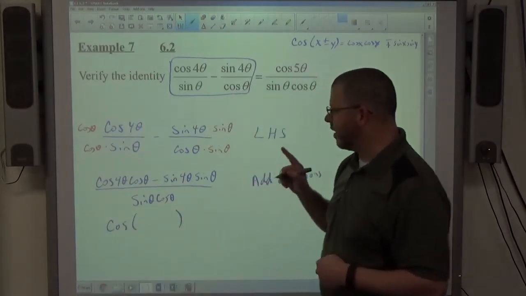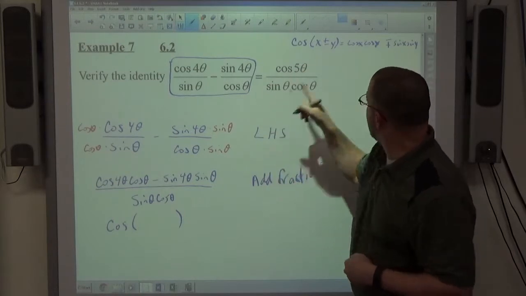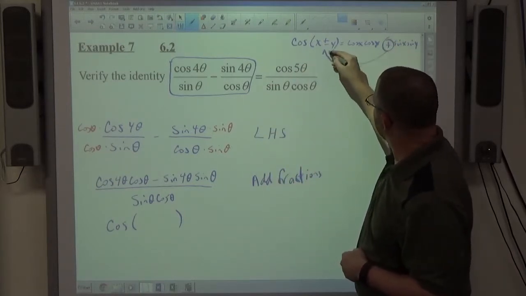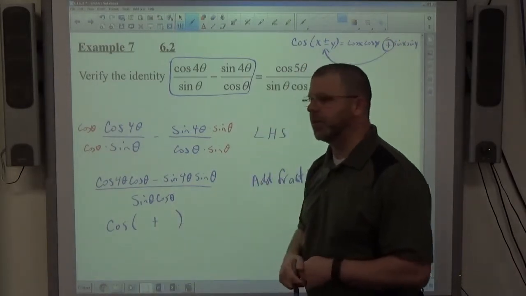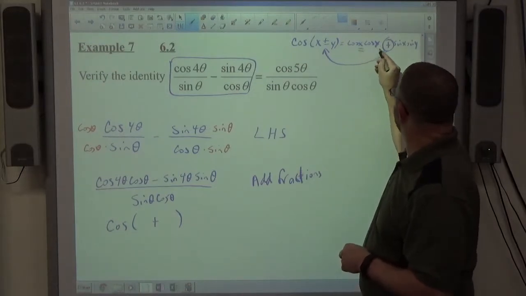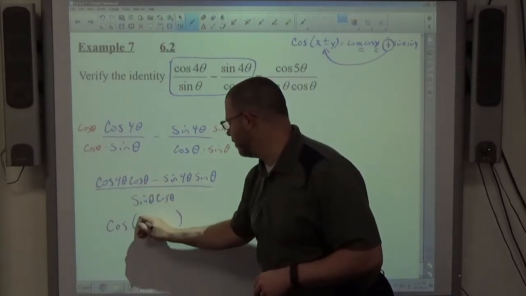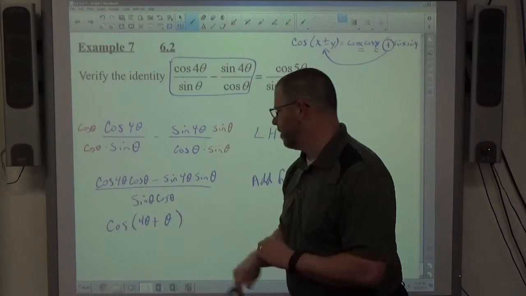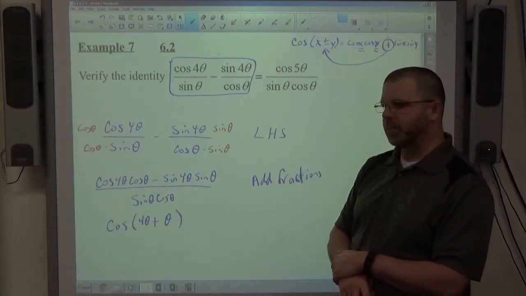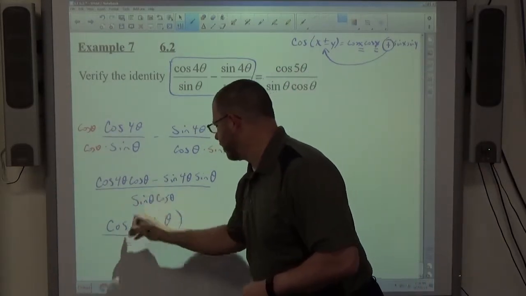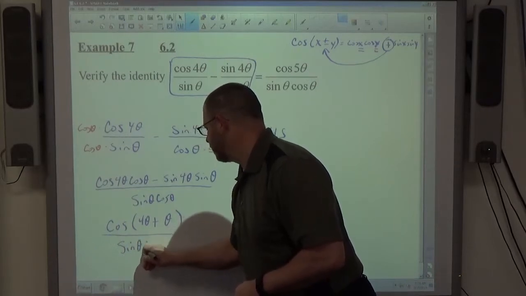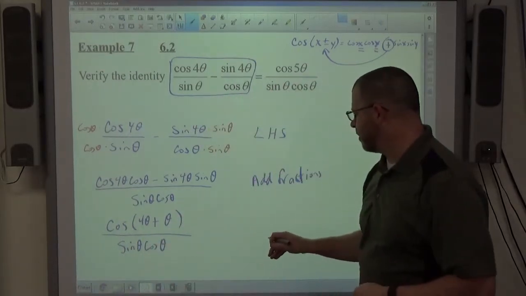And the fact that it's a minus here and the sign changes to plus there, that means the sign should be plus here. And the two angles are x and y, so these two angles here will be 4 theta and theta. So we get cosine of 4 theta plus theta is the equivalent on the top, sine of theta cosine of theta on the bottom, and that's by number 33.